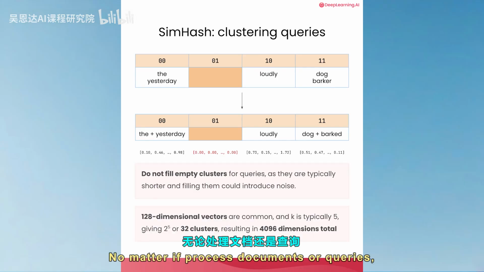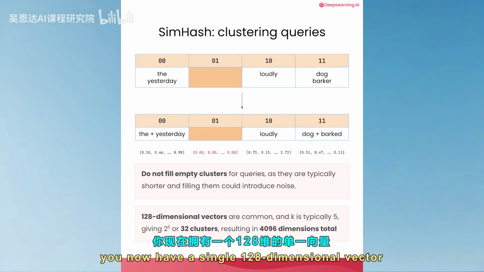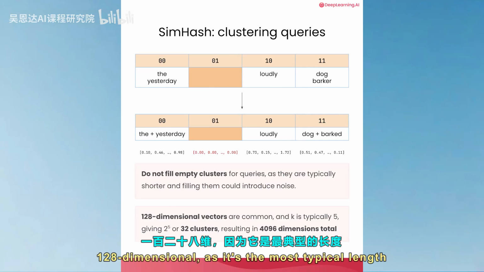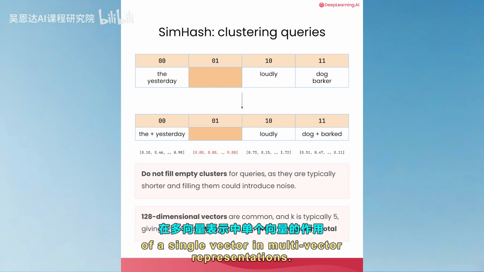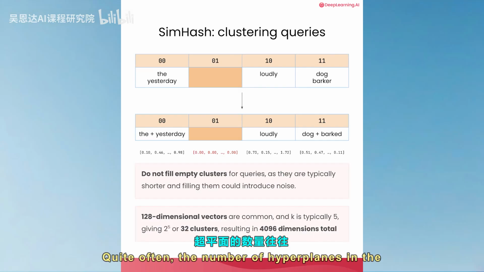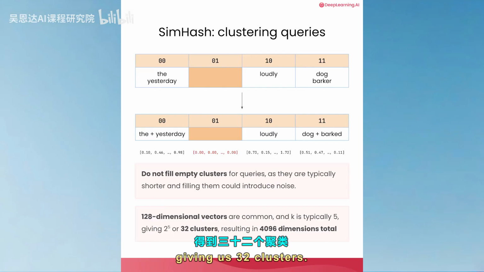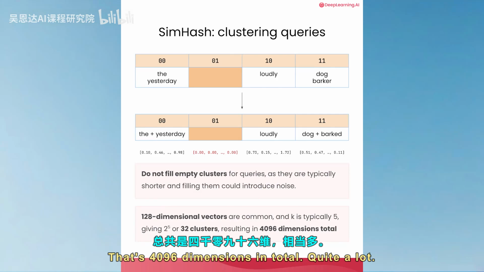No matter if you process documents or queries, you now have a single 128-dimensional vector for each cluster created by the SimHash procedure. 128-dimensional, as it's the most typical length of a single vector in multi-vector representations. Quite often, the number of hyperplanes in the SimHash procedure is set to at least 5, giving us 32 clusters. That's 4096 dimensions in total.